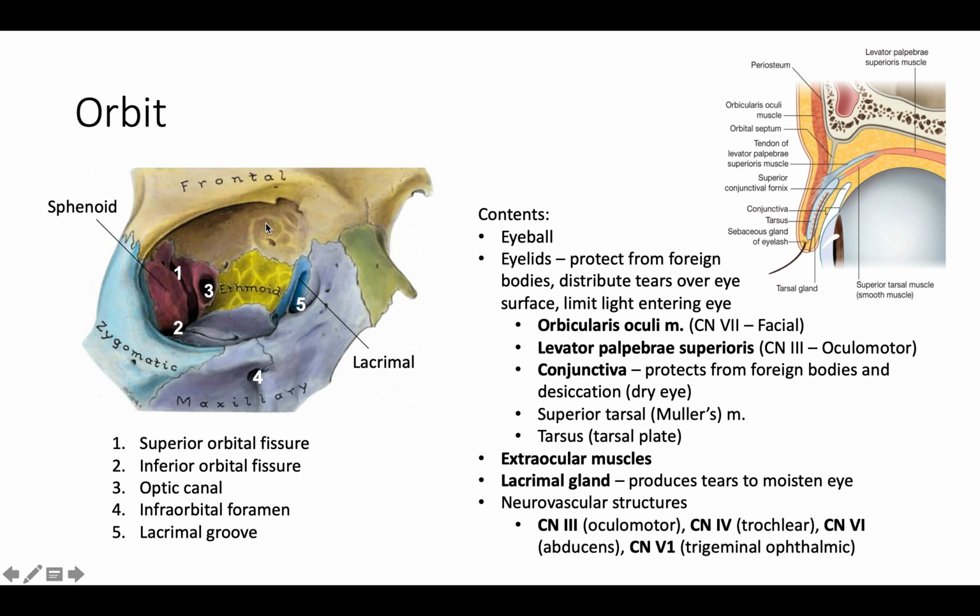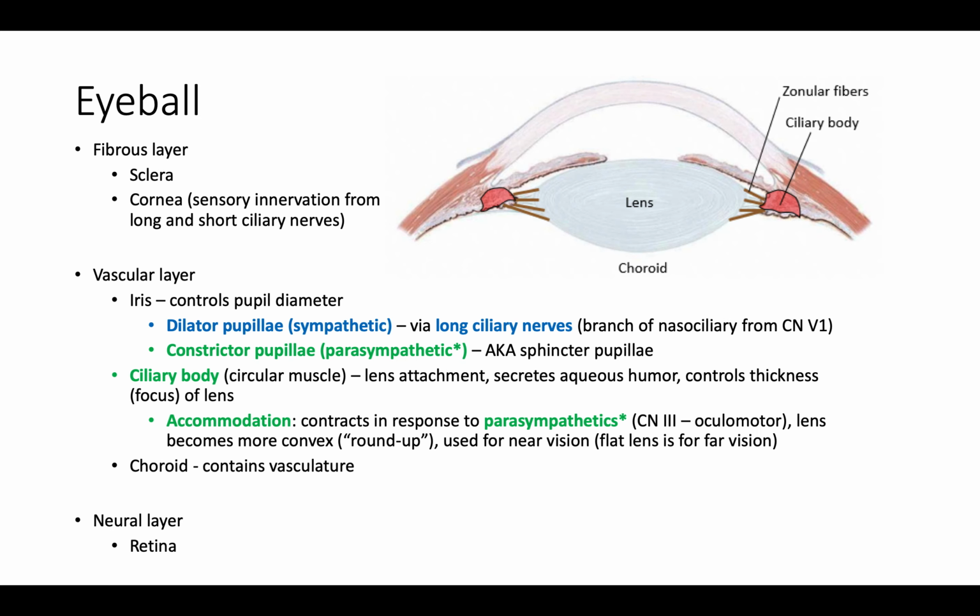So we've also got many fissures or openings. So we've got the superior orbital fissure. Number 2, we've got inferior orbital fissure, which we had just talked about with the PT fossa. We've got the optic canal. We've got the lacrimal groove, and then the infraorbital foramen. So the contents are going to be the eyeball, the eyelid, the extraocular muscle, and then the lacrimal glands.